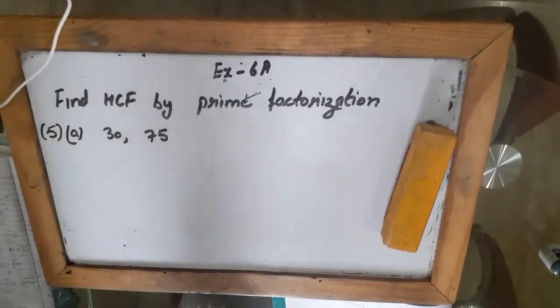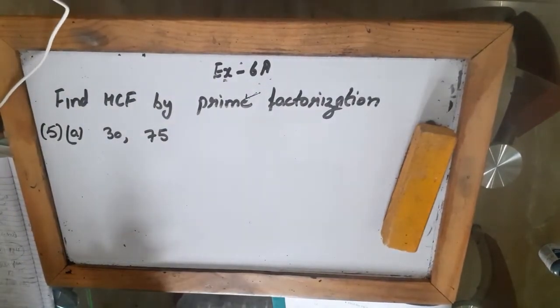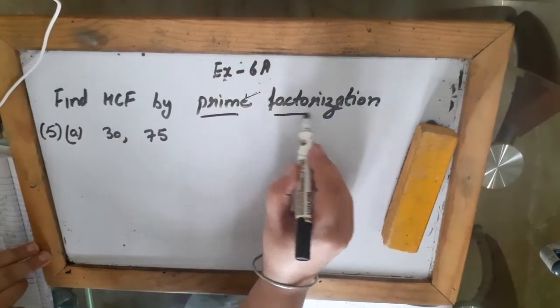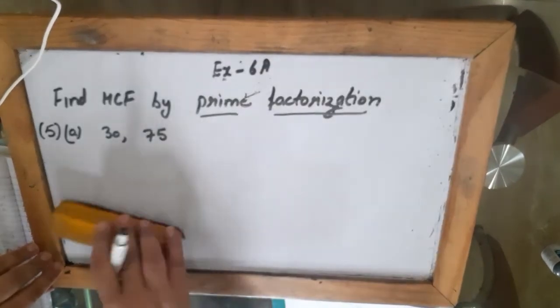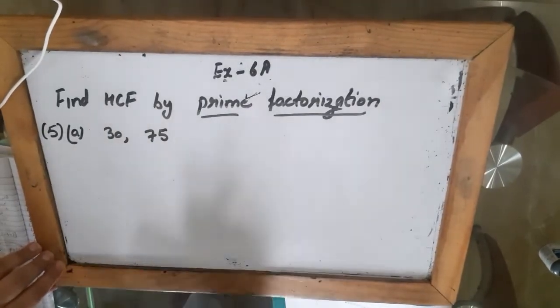Now I start with the fifth question. In the fifth question, they're asking you to find the HCF by which method? By the method of prime factorization. Now students, we have already done the method of prime factorization in the previous chapter.